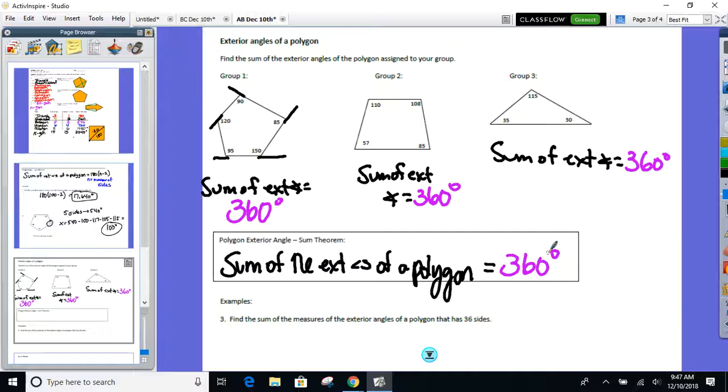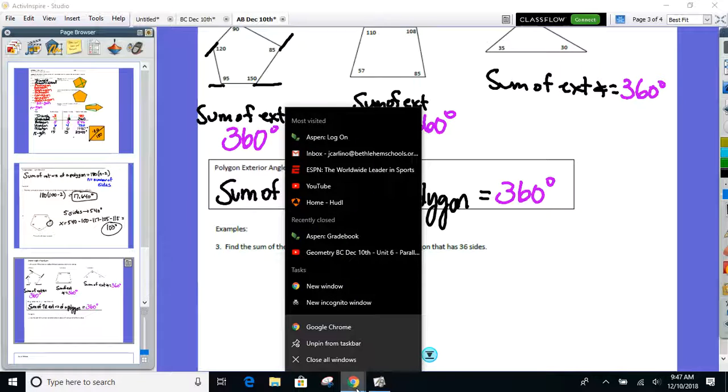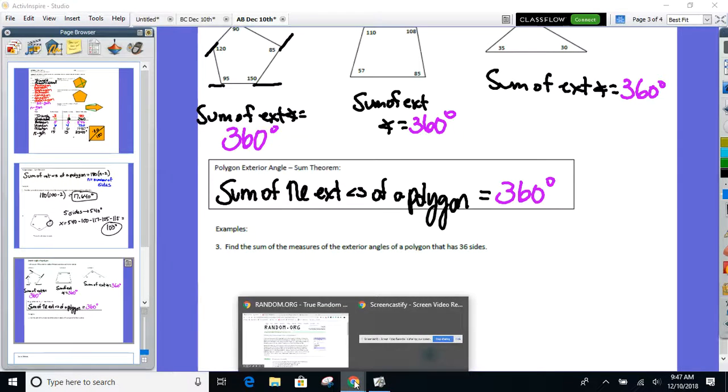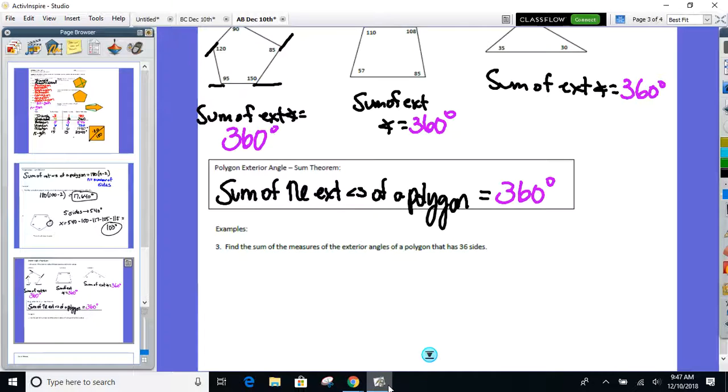Interior, 180 times n minus 2. Exterior, always equal to 360. So can you answer number 3 in about 5 seconds? Find the sum of the measures of the exterior angles of a polygon that has 36 sides. What's the sum of the exteriors now if I have 36 sides? Number 1, Matt, again, you're on fire today. Guys, I could change that 36 to a 50, to a 100, to a 2,000. It doesn't matter. The answer is always going to be 360 when it's the sum of the measures.